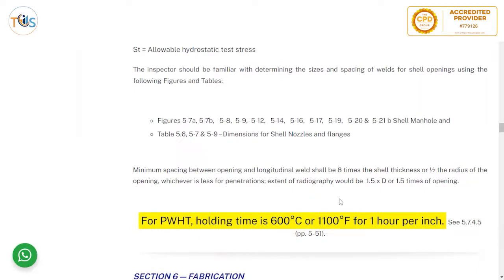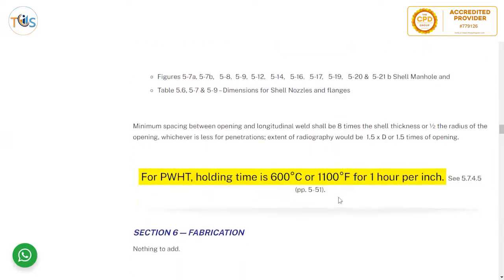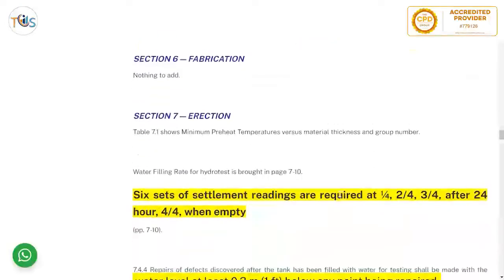Minimum spacing between openings and longitudinal weld shall be 8 times the shell thickness or half of the radius of the opening, whichever is less for penetration. Extent of radiography would be 1.5D, or 1.5 times the opening. For post-weld heat treatment, holding time is 600 degrees centigrade or 1100 degrees Fahrenheit for 1 hour per inch.